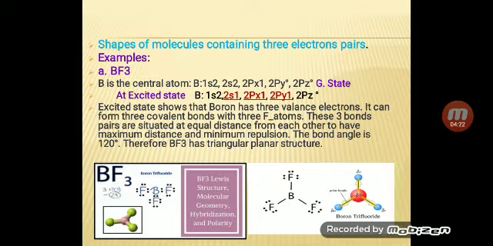The bond angle is 120 degrees. Therefore, boron trifluoride has a triangular planar structure, which is a regular structure. This structure is also regular due to the absence of a lone pair of electrons with the boron.